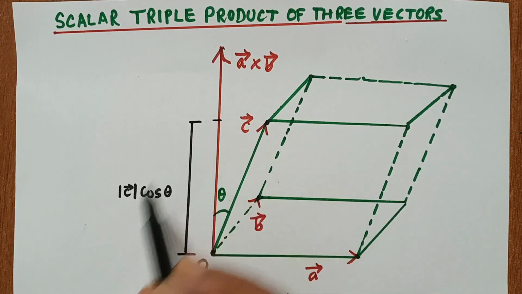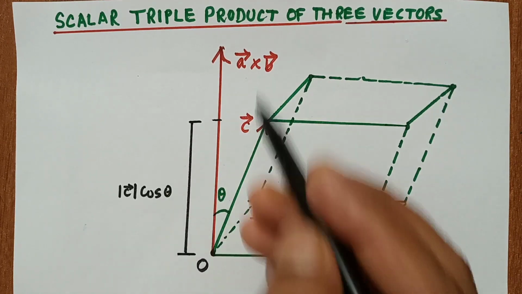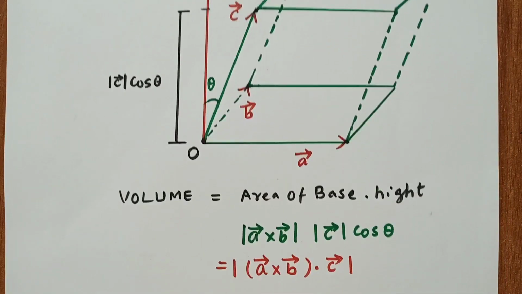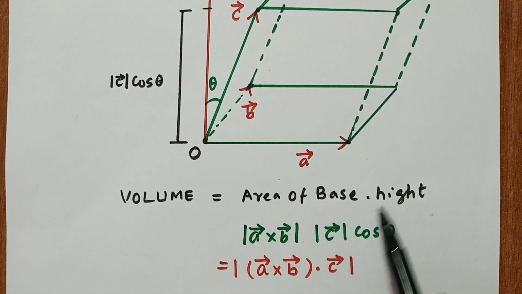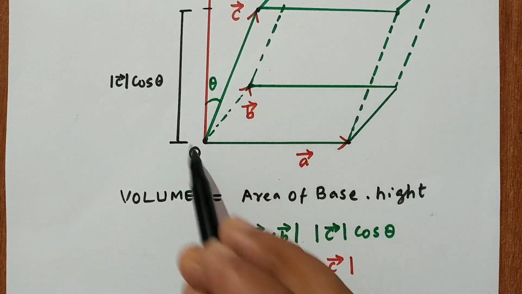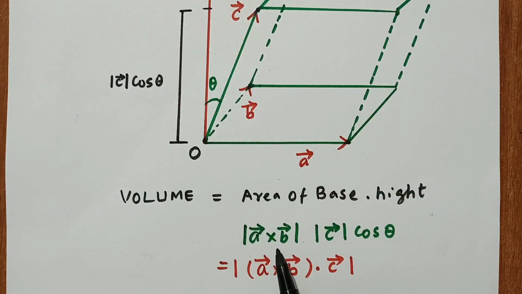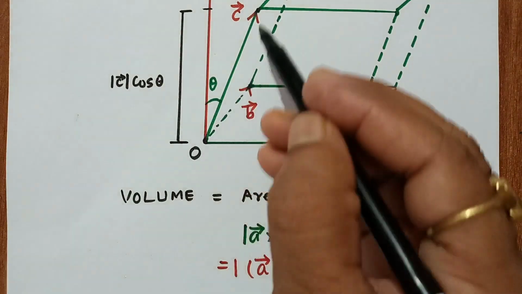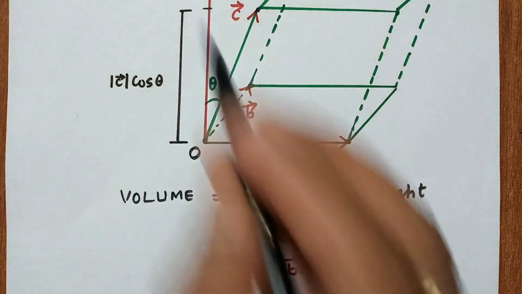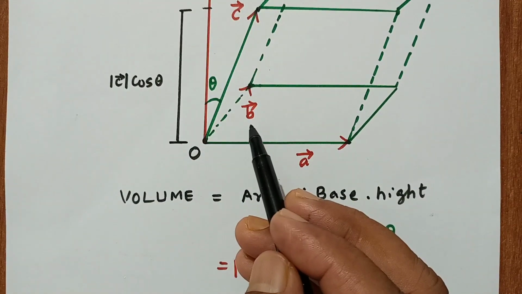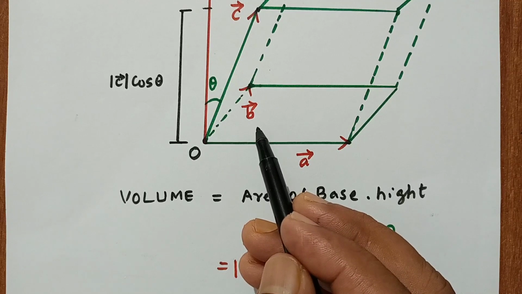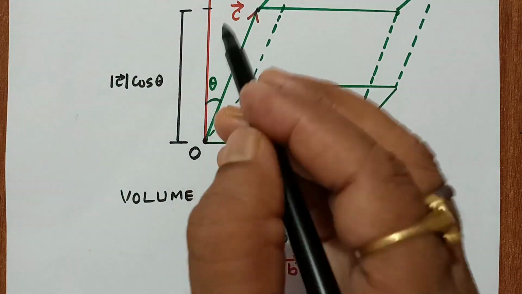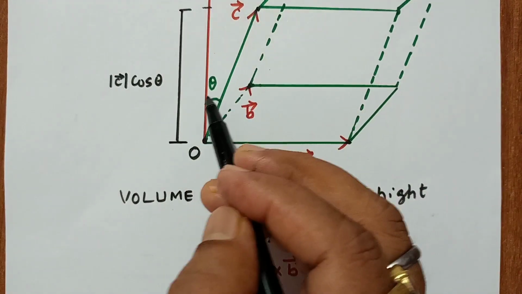What is the height? C cos theta, because A cross B is nothing but a unit vector in the direction of A cross B. So the volume is the area of the base into the height. Since the base is a parallelogram, this is the area into the height, C cos theta. This is C, and this is the unit vector, because A cross B is equal to AB sine theta unit vector n. So the direction of unit vector n is the same as C. So this is the height.